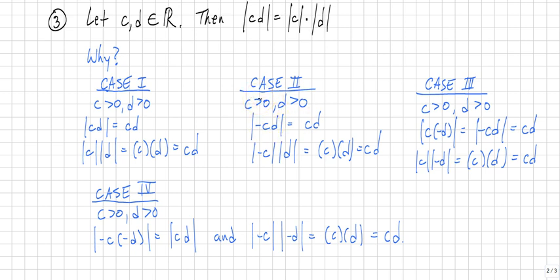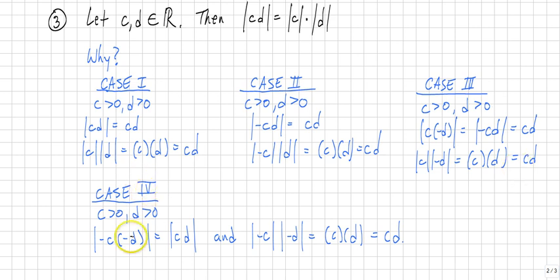So let's have C be positive, but then throw a negative out front, making the whole thing negative. Well, the absolute value of a negative number just ends up giving you back the positive of that exact same number. And then the absolute value of negative C will be positive C, and C times D is CD. So you get the same thing in both cases. Case 3 is the same argument, except for the other number D is now negative.